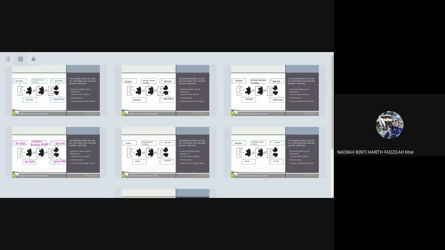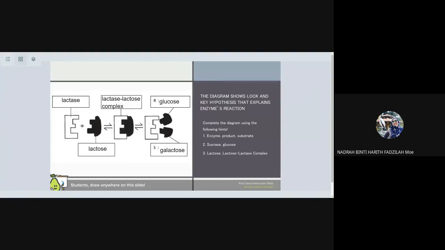Okay, let's take a look at a few sample answers. Okay, ini submission dari Adrina. Enzyme dia lactase, substrate dia lactose. Enzyme substrate complex dia ialah lactase lactose complex, and R dan S dia ialah glucose and galactose. Very good. Okay, Alhamdulillah. Okay, saya share sampel jawapan dalam Telegram.